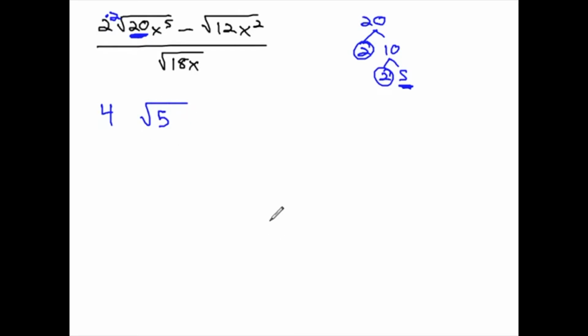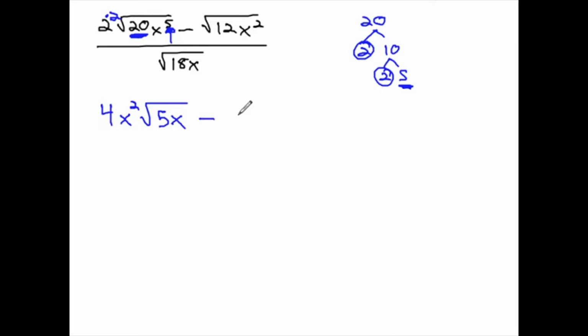We can also simplify the x's. Remember that we divide the exponent by the index with square root. That's an index of 2. 5 divided by 2 is 2 remainder 1. So 2 x's come out, and 1 remains inside the radical.